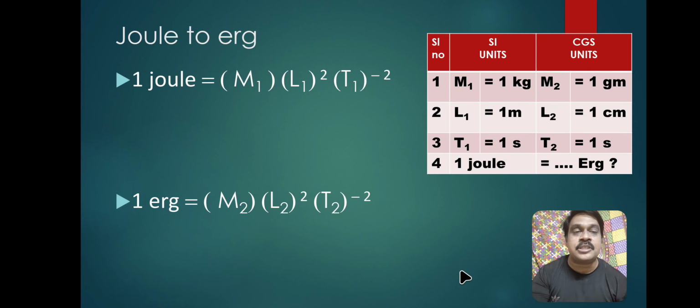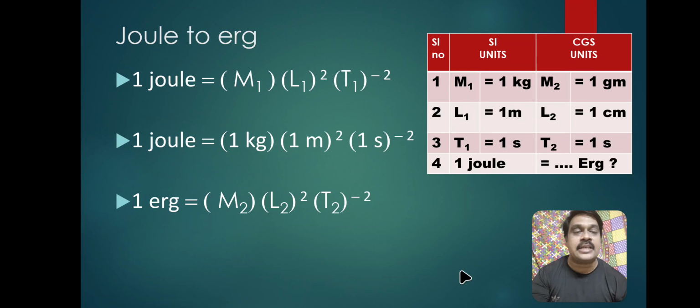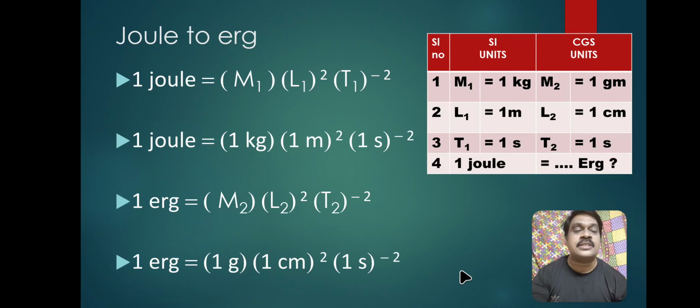Now I am going to substitute the values. 1 joule is equal to, for m1 I take 1 kilogram, for L1 I take 1 meter and for T1 I take 1 second. So substituting the powers, it is 1 kilogram whole power 1, 1 meter whole square and 1 second whole power minus 2. Similarly for 1 erg, m2 is 1 gram, L2 is 1 centimeter and T2 is 1 second. So it is 1 gram, 1 centimeter whole square, 1 second whole power minus 2. I wrote down the expressions in this format.